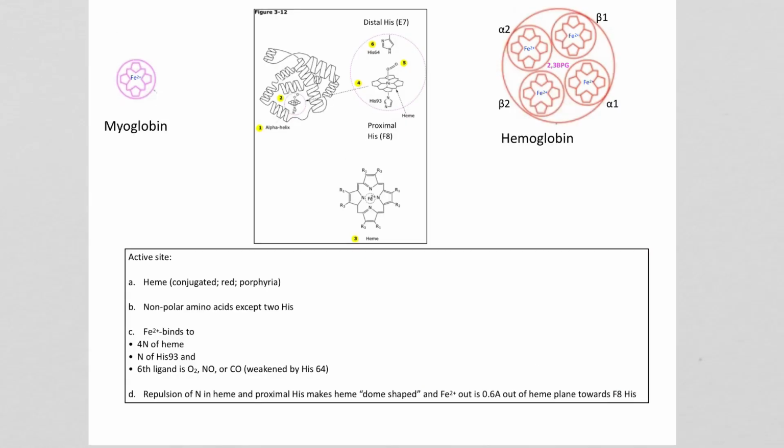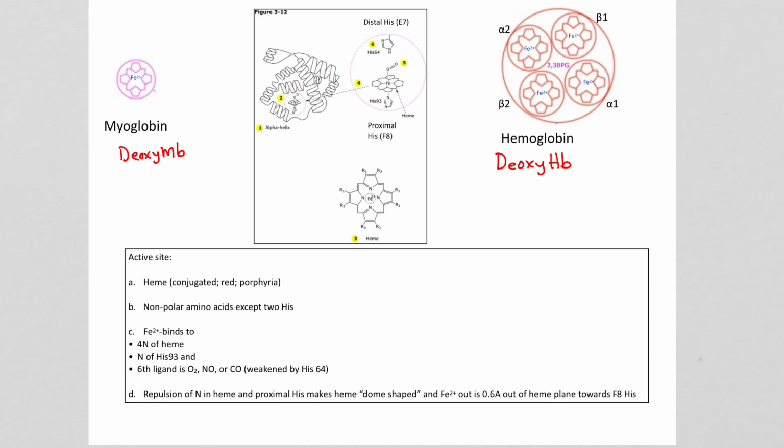So this is the basic structure of the active site without oxygen present. This is the structure of myoglobin without oxygen bound and of hemoglobin without oxygen bound. So we call it deoxyhemoglobin without oxygen, or deoxymyoglobin without oxygen bound.